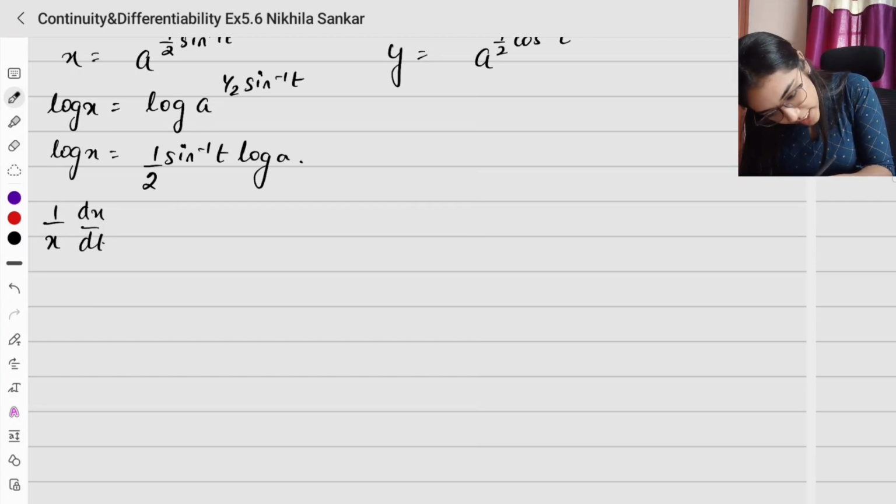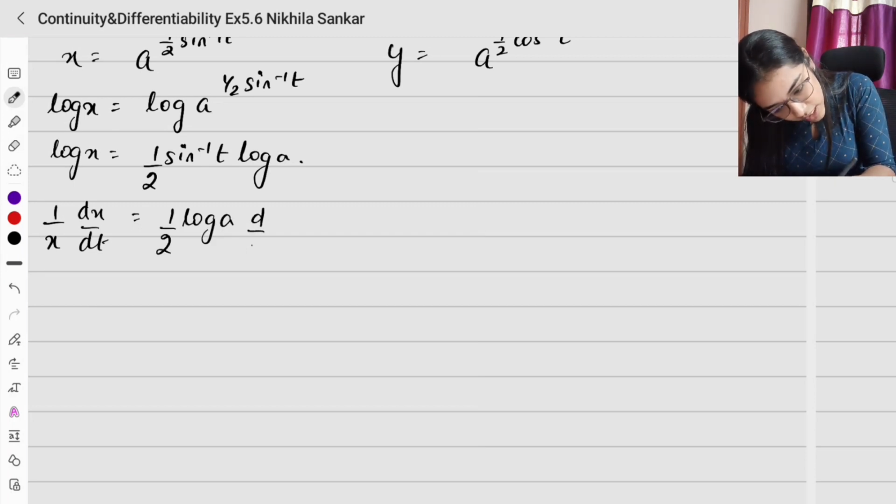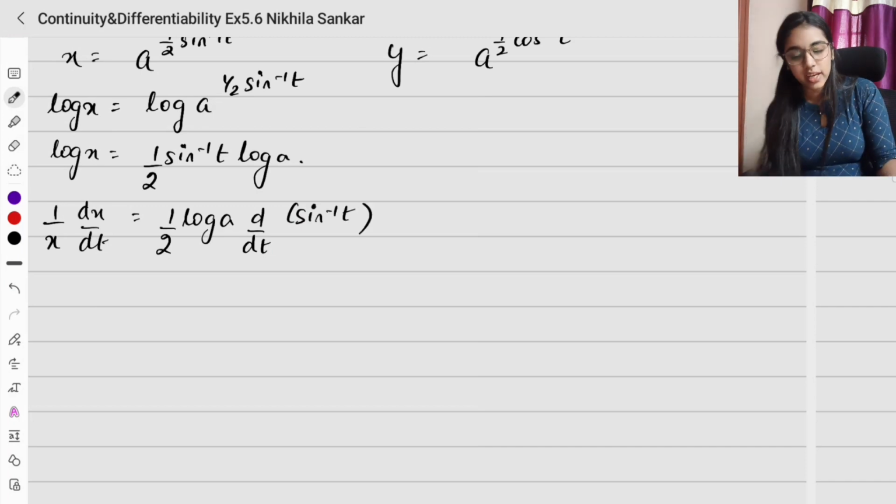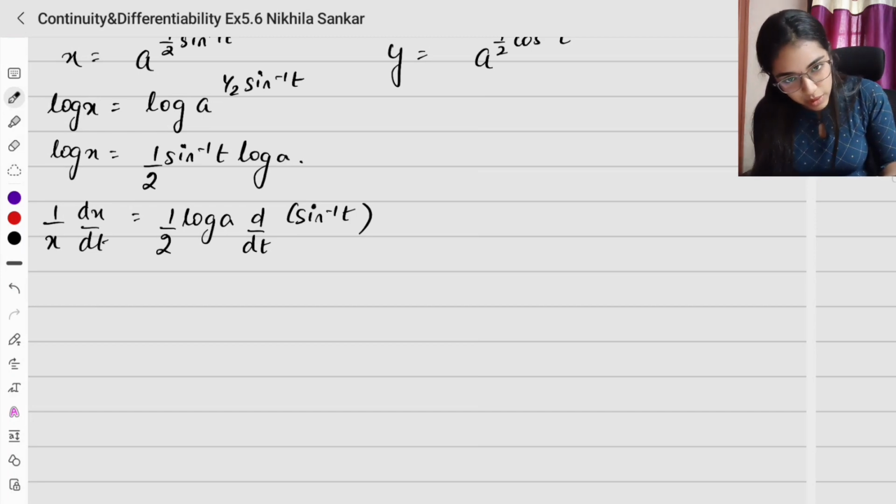So you have to do dx by dt equals half log a times d by dt of sine inverse of t. Half and log a are constants. You need to differentiate sine inverse of t. How are we going to differentiate sine inverse of t?